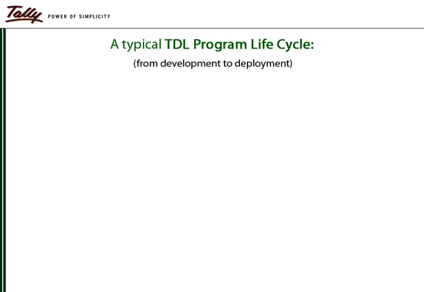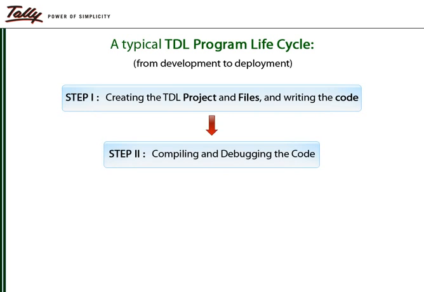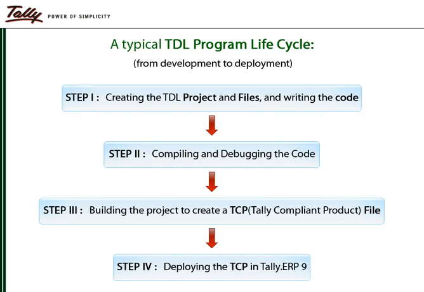The developers who have procured the paid subscription of Tally Developer 9 would typically have to perform the following 4 steps of TDL program lifecycle from development to deployment. Creating the files and project. Checking the syntax errors and debugging. Creating the TCP file. Deploying the TCP, that is, linking the TCP within Tally.